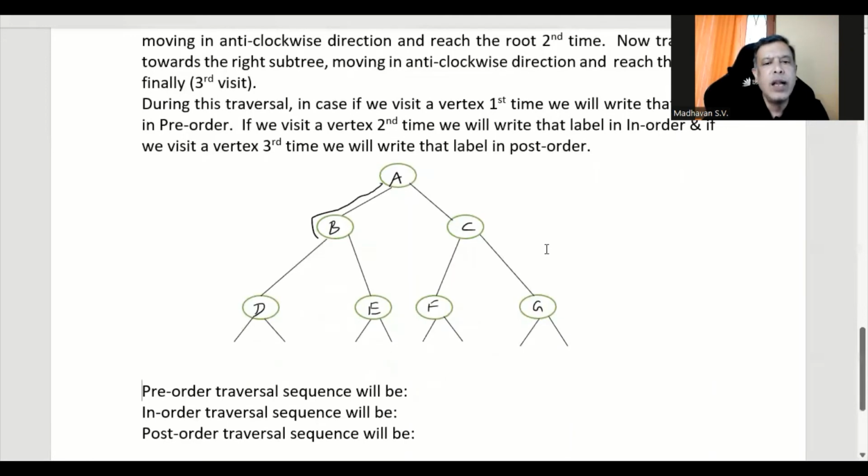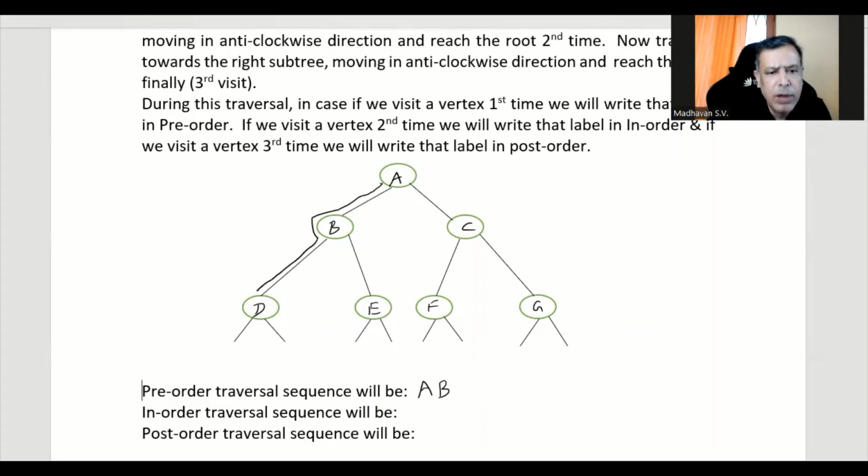When we do that, whichever vertex we visit for the first time, we write in pre-order. If we visit a vertex for the second time, we write it in in-order. If we visit the same vertex for the third time, we write it in post-order. First we visited A and B for the first time, so I write A and then B. Then we keep on traversing.